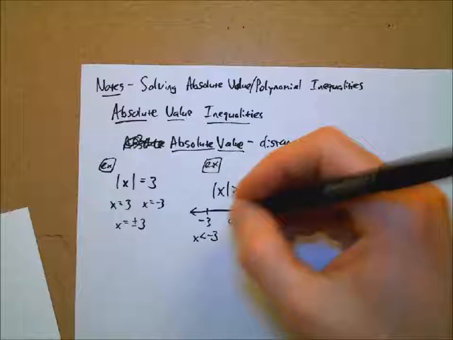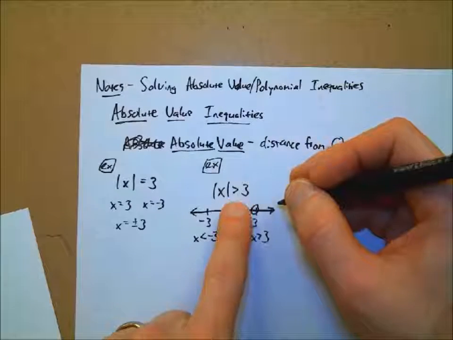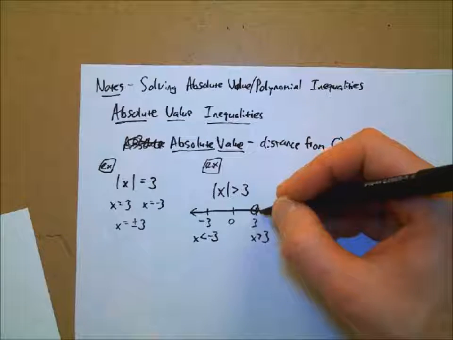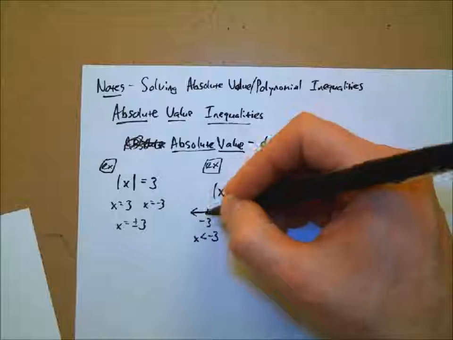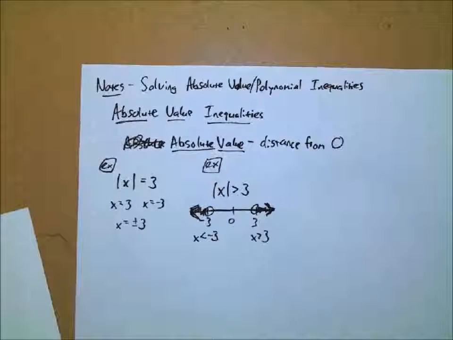Okay? And so a graph of this, well, we're not going to include 3 because it's not equal to 3. It's greater than 3. So 3 is exactly 3 away from 0. We want to be more than that, so we'll not include the 3. And we'll sketch this way with a little arrow there, and then again sketch this way with a little arrow there. Okay, so there would be a little graph there.